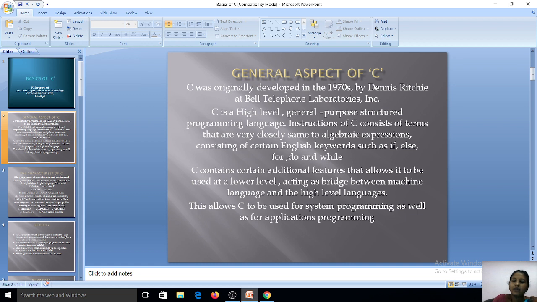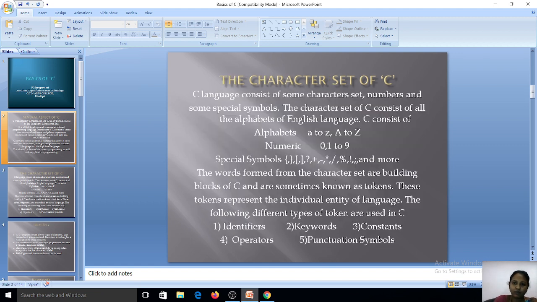Instructions of C are similar to algebraic expressions, and it consists of certain English keywords such as if, else, for, do and while. It also contains some additional features that allow it to be used at a lower level, and it acts as a bridge between machine language and the high-level language. This allows C to be used for system programming as well as for application programming. Because of these additional features, we can use it for both system programming and application programming.